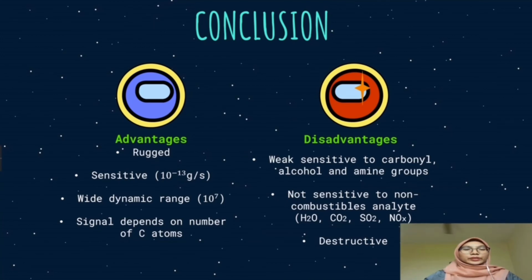To conclude, as we know FID was used as the detector, and there are many advantages and disadvantages of this detector. For advantages, the FID is rugged, sensitive down to 10 to the power of negative 13 grams per second, and has a wide dynamic range up to 10 to the power of 7. Its signal also depends on the number of carbon atoms in the organic analyte.